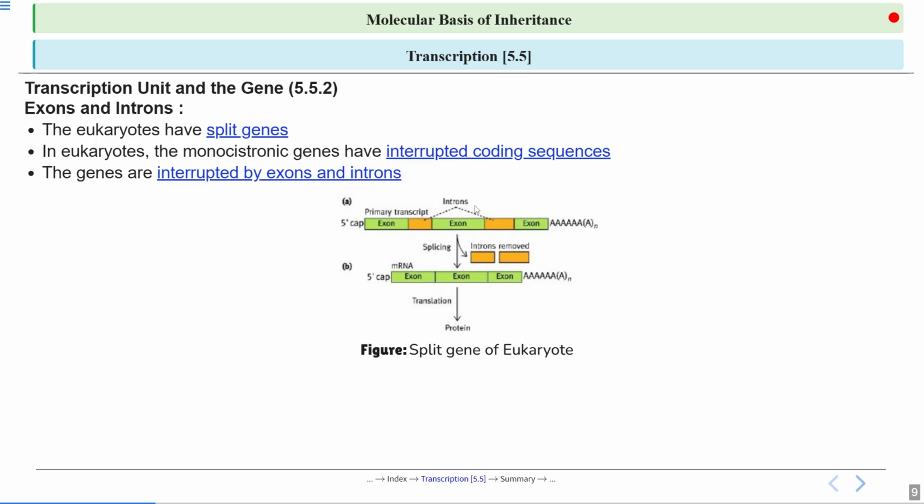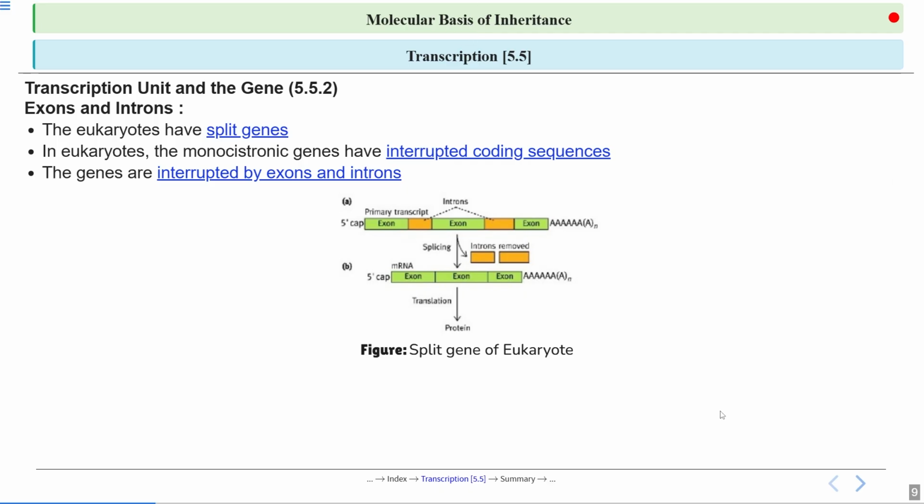Exon is the coding region that is going to translate into protein, whereas this intron is not the coding region. This has to be removed from the mRNA to make it the mature mRNA. That is what this figure is showing.